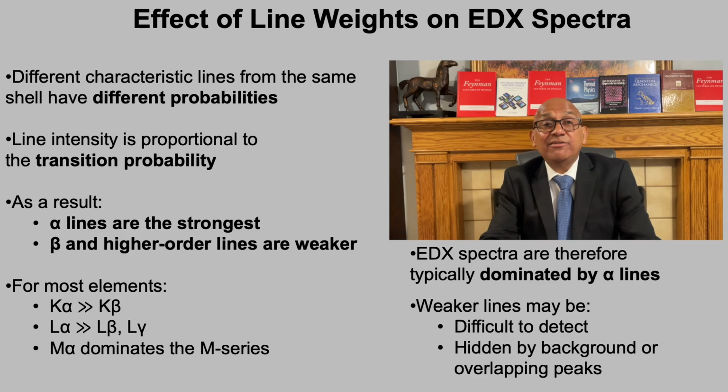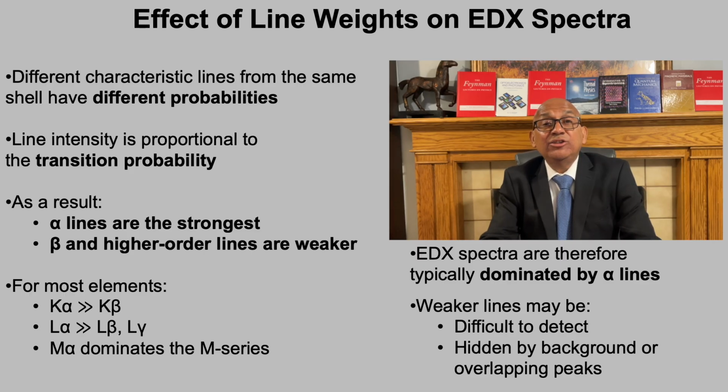Alpha lines are generally the strongest. Beta lines and higher order transitions are weaker. For most elements, the K alpha line is much stronger than the K beta line. Similarly, in the L series, L alpha dominates over L beta and L gamma. And in the M series, M alpha is typically the most intense. As a result, EDX spectra are usually dominated by alpha lines.